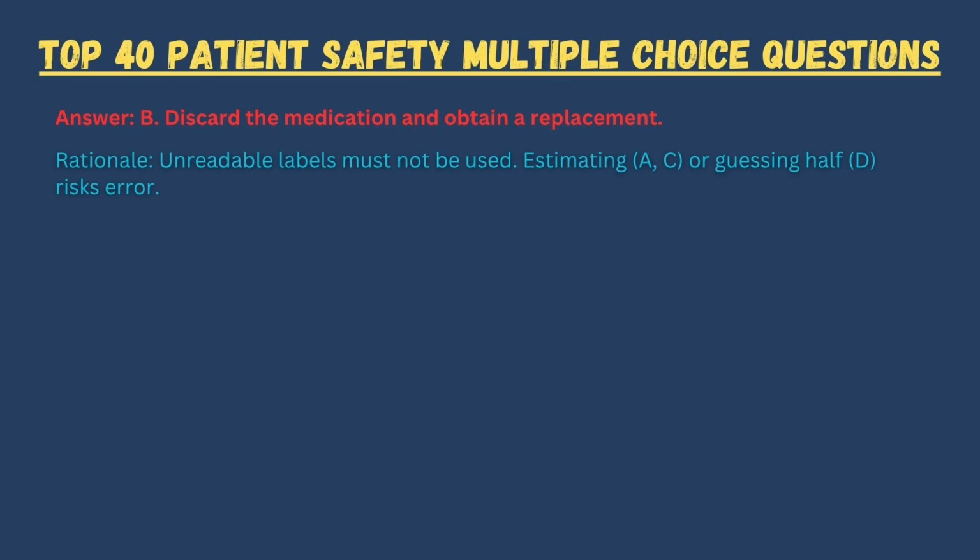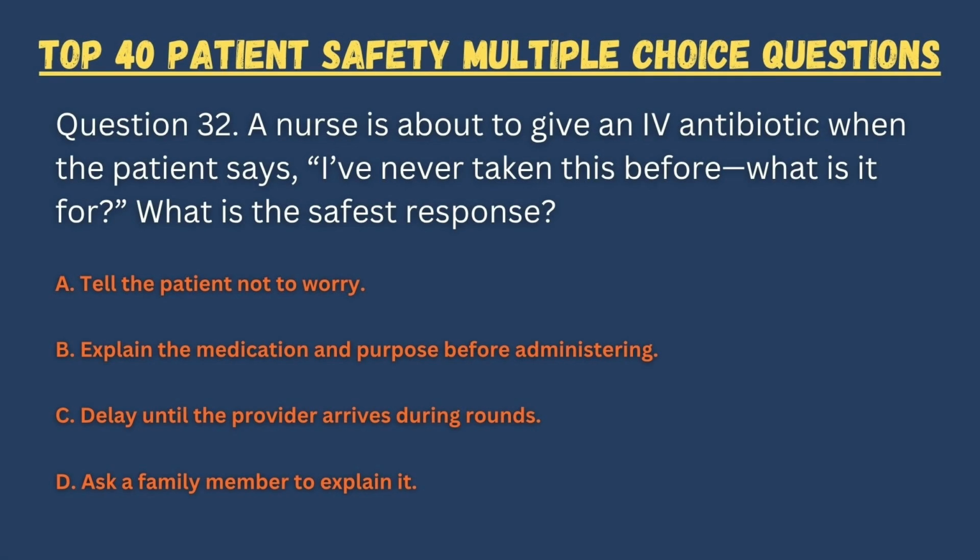Rationale. Unreadable labels must not be used. Estimating, A, C, or guessing half, D, risks error. Question 32.